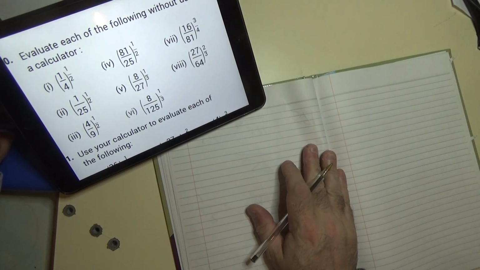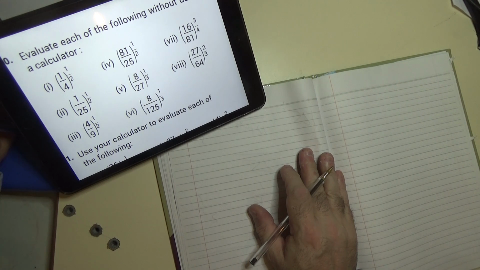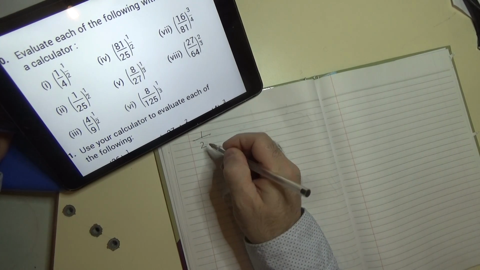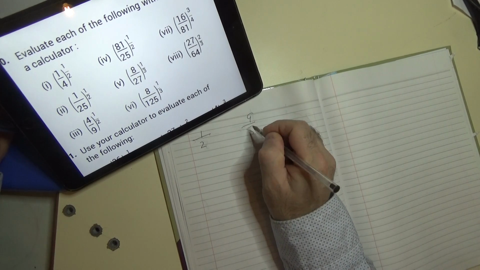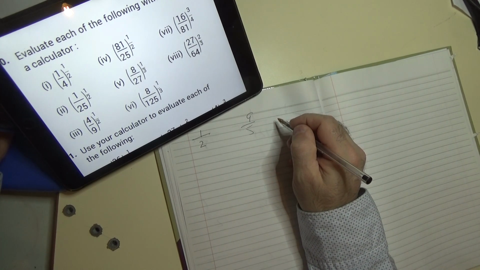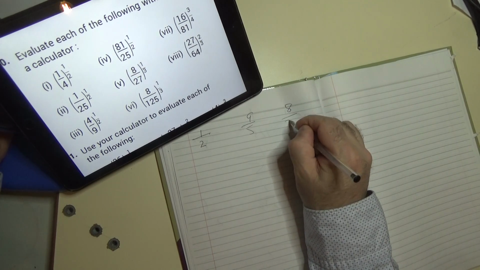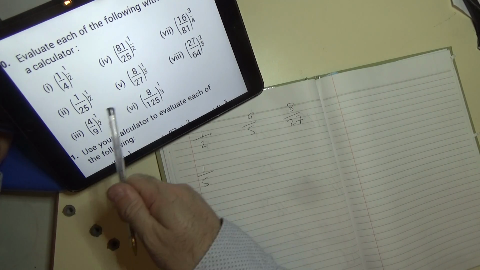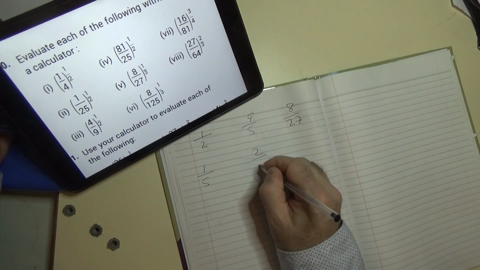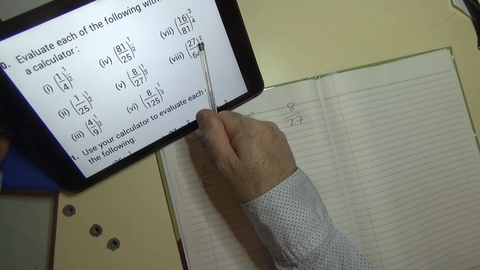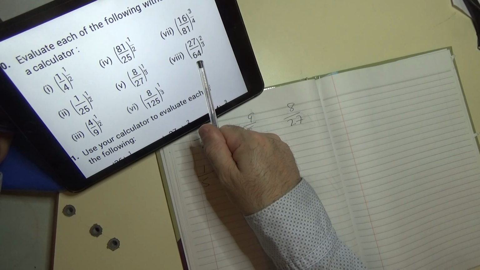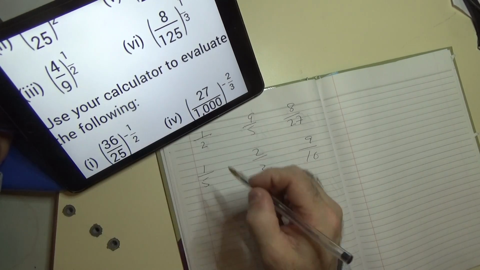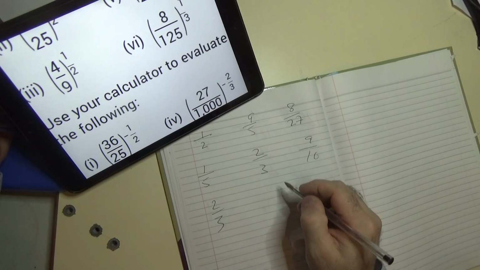So evaluate using a calculator. Well, we don't need a calculator. 1 over 2. 9 over 5. 8 over 27. 1 over 5, because you're taking the square root of 25. Take the cube root of both, and then you're squaring. 9 over 16. Square root of both. Cube root of both.